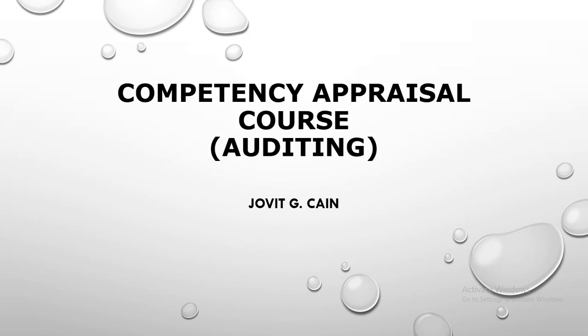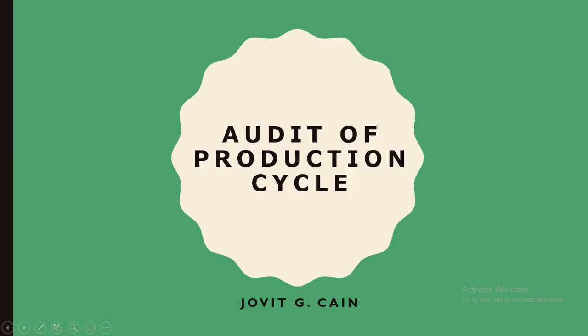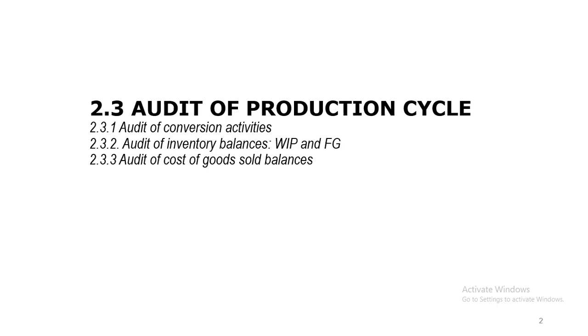So I am Jovit G. Cain, and my task to you is to discuss the audit of production cycle. So audit of production cycle includes audit of conversion activities, audit of inventory balances, which include work in process and finished goods inventory, and audit of cost of goods sold balances.